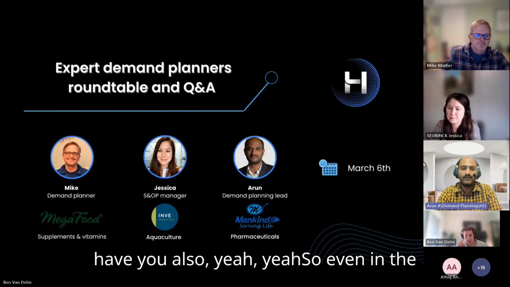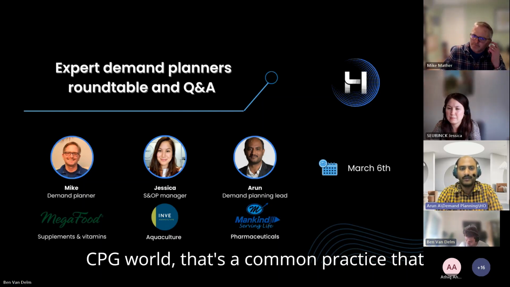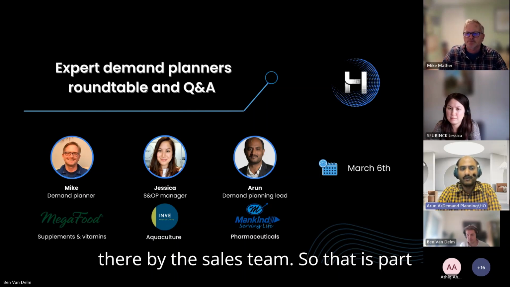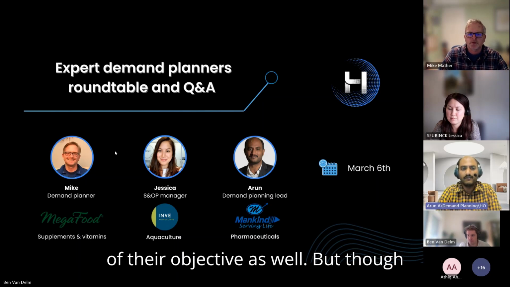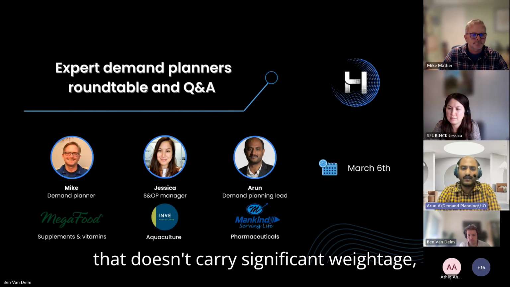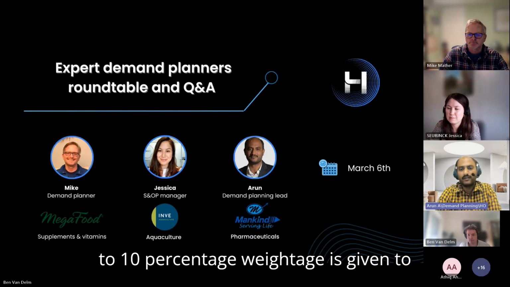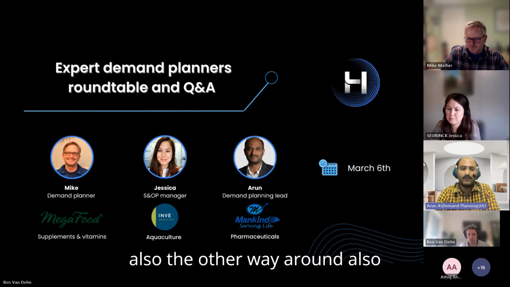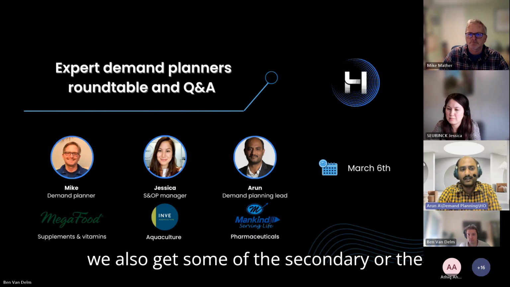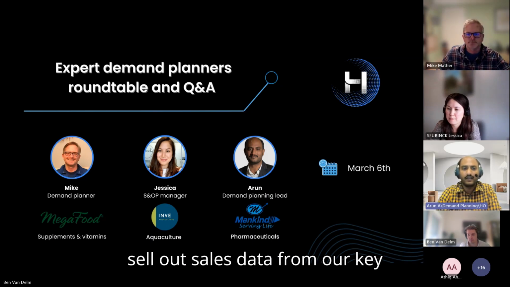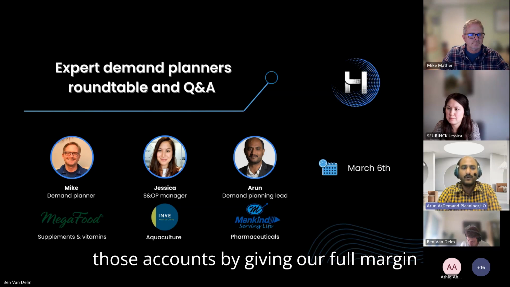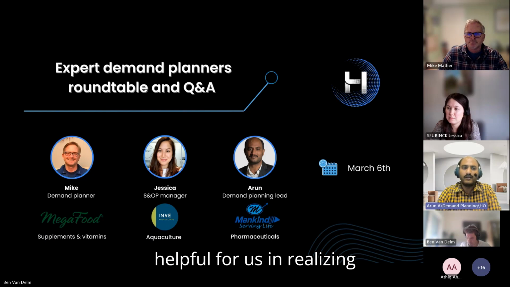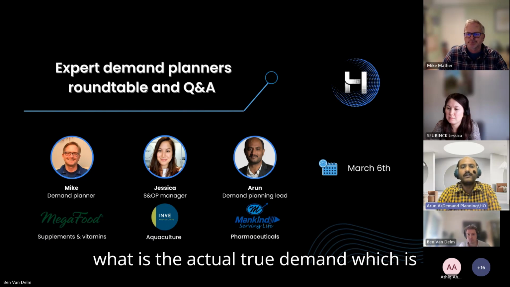Have you also seen it? Yeah. So even in the CPG world, it's a common practice that there's a bottom-up forecasting process, and then whatever forecast value add is there by the sales team is part of their objective as well. Though that doesn't carry significant weightage, at least something to the tune of 5 to 10% weightage is given to the planning accuracy. And the other way around, we also get some of the secondary or sell-out sales data from our key accounts. We incentivize those accounts by giving additional margin to share that data. That is really helpful for us in realizing what the actual true demand is in the market.